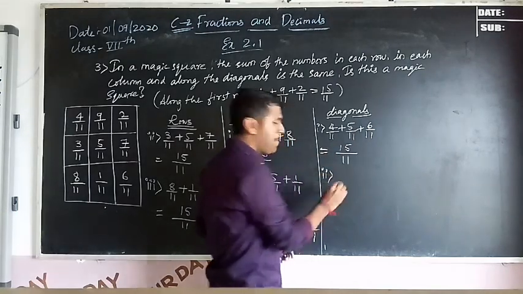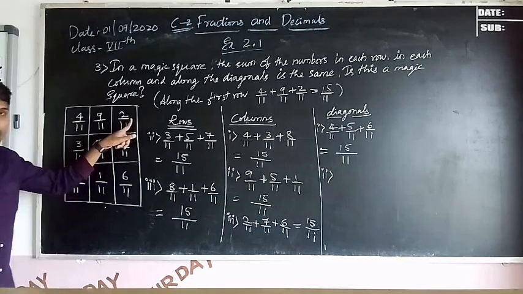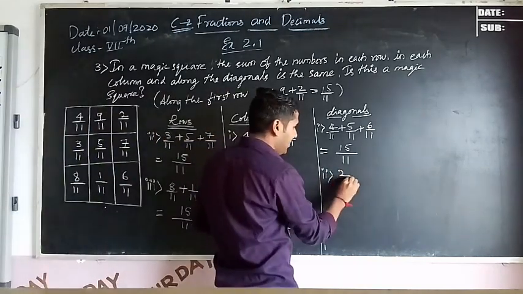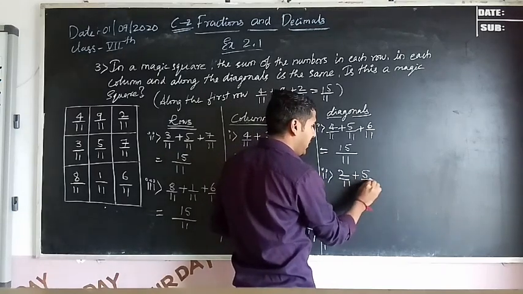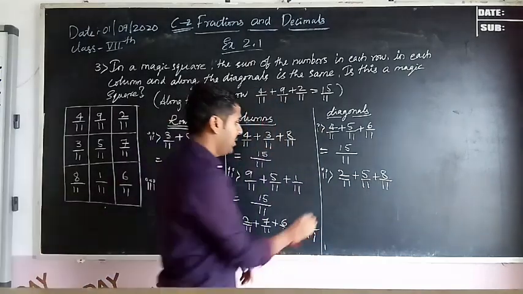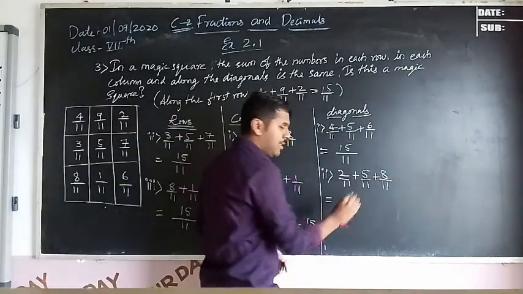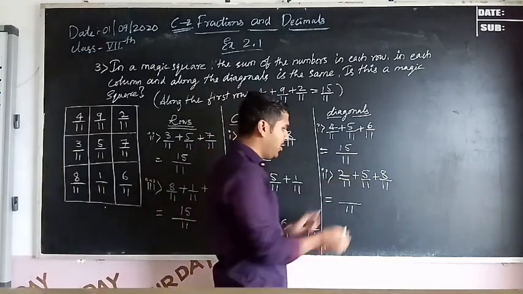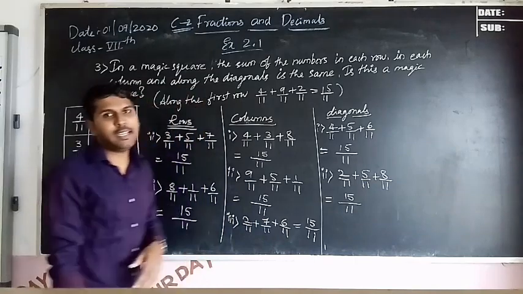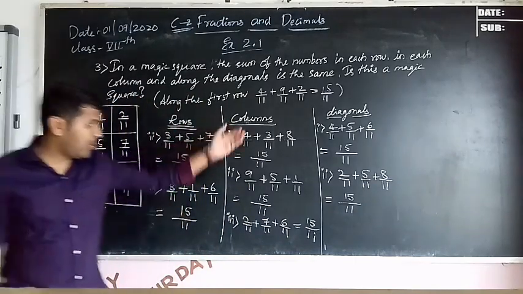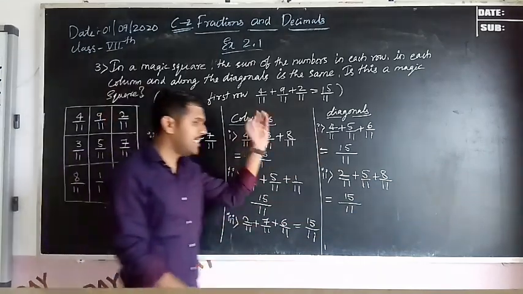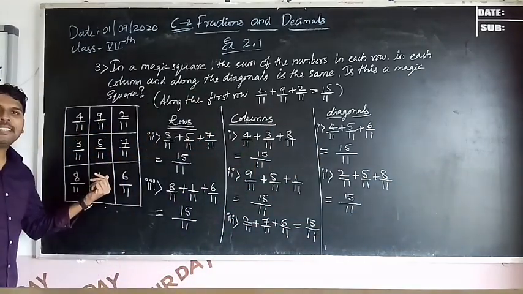And the second one: 2 by 11, 5 by 11 plus 8 by 11. So now check this one. 11 is common, no? So add the numerators: 2 plus 5 is 7, 7 plus 8 is 15. So see here, all the rows, columns and diagonals have the same sum, no? If they have the same sum, that means this is a magic square.